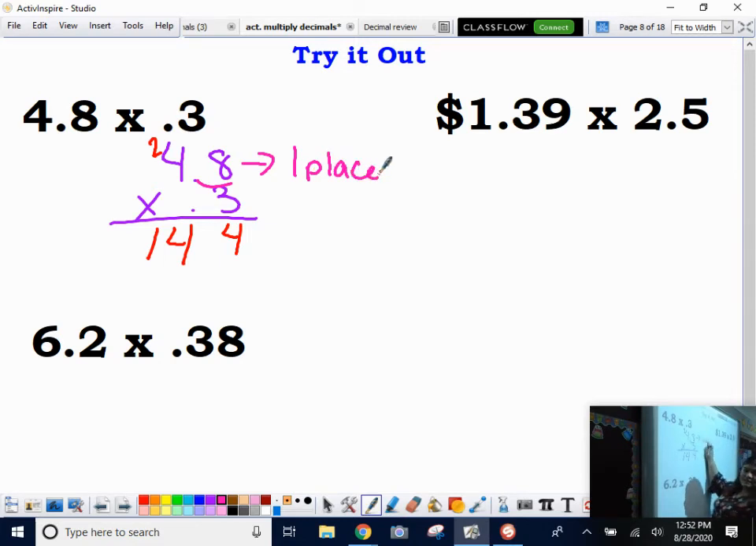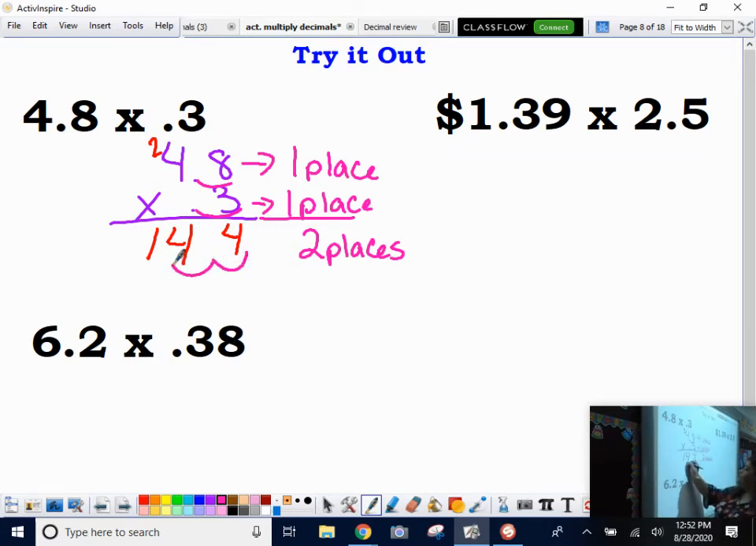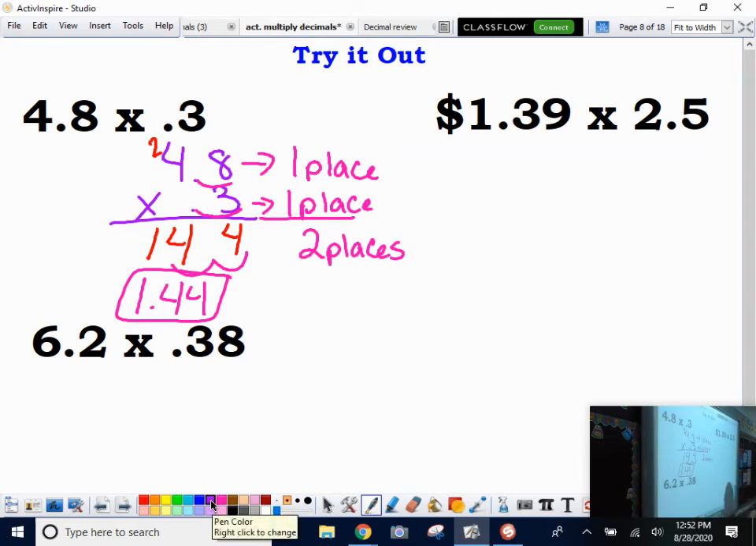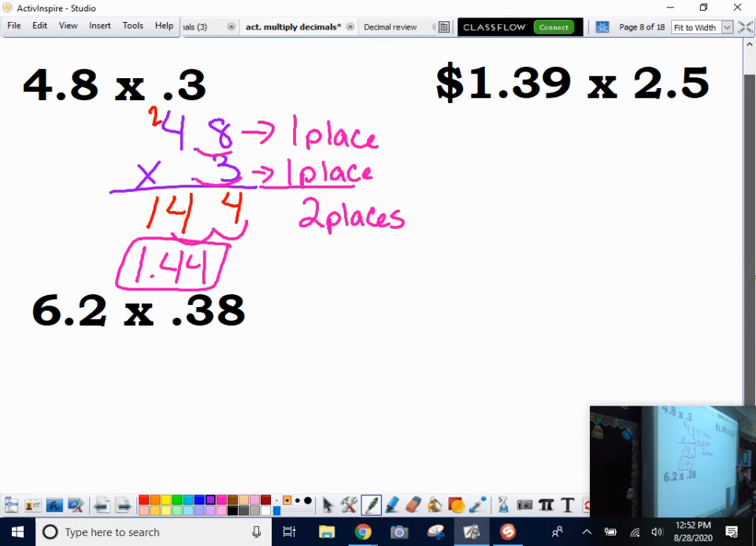You don't have to write this if you already know how to do it, okay? So I'm just putting that there so you can see it. This one has 1 place, which means I need to move a total of 2 places. So from the back, you should have gone 1, 2, okay? And your answer is 1 and 44 hundredths, okay? 1 and 44 hundredths. So check and see in that one, see how you did.